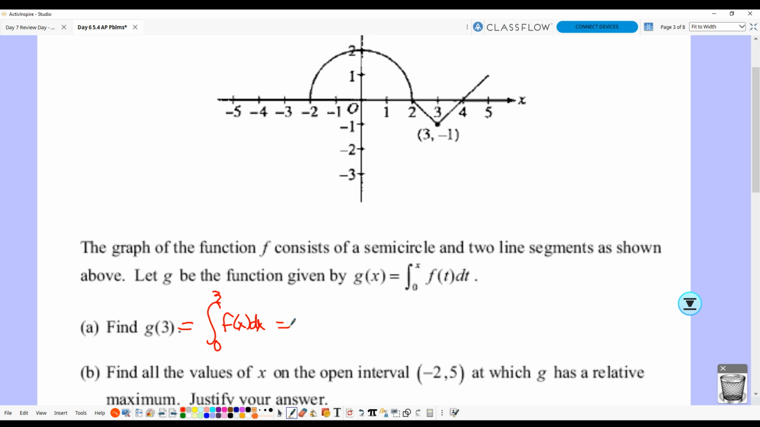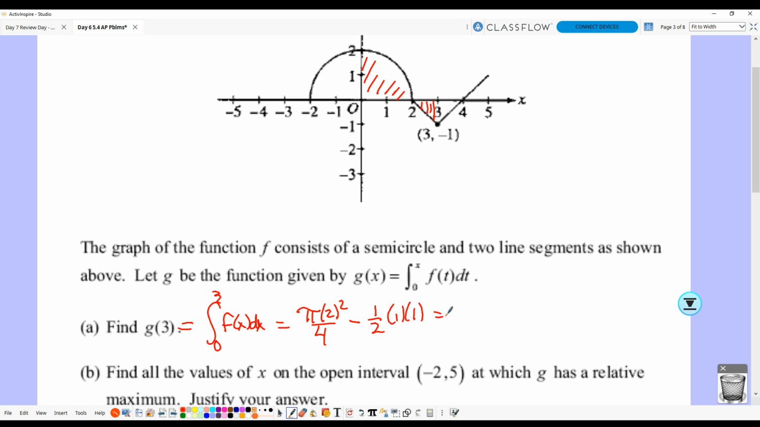So you can see that it's a semicircle with a radius of 2. So the whole circle would be 4 pi, but since it's just a quarter of it, it's 4 pi over 4, so it's pi. And then you do the next segment, which is a -1 slope over 1 interval, so it's just 0.5. And it's below the x-axis, it's negative, so you subtract it.